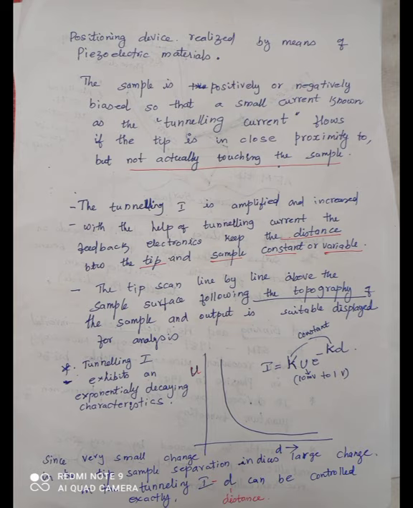If you supply a voltage between the sample and the tip, the sample is going to excite an electron from the surface to the tip of the electrode. So it moves, and while it is flowing, the current flow takes place, that is going to be recorded. If you draw a graph between voltage and distance d, where d is the distance between the tip and the sample, then we have exponentially decaying characteristics. Since a very small change in the tip-sample separation induces a large change in the tunneling current, distance can be controlled exactly.